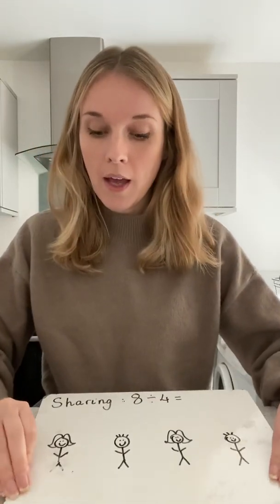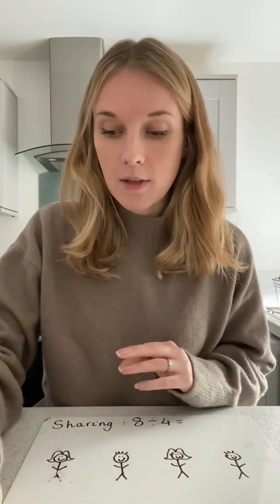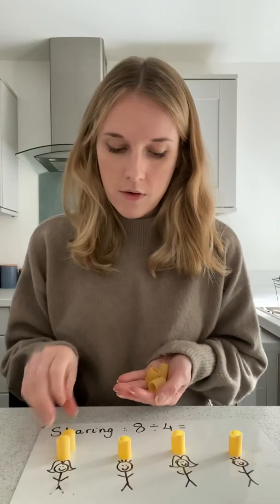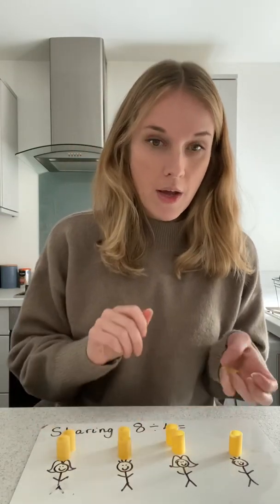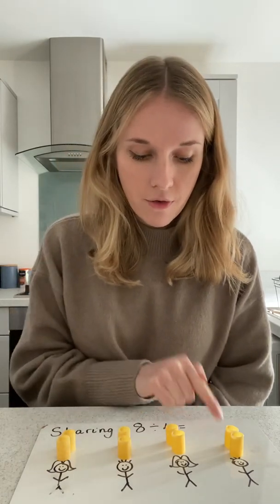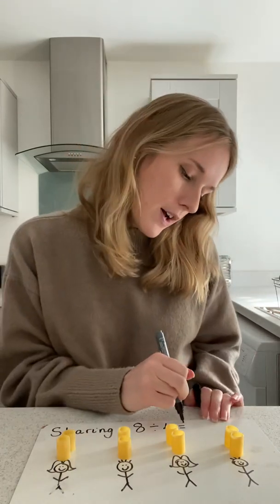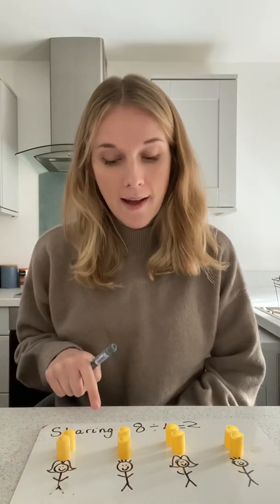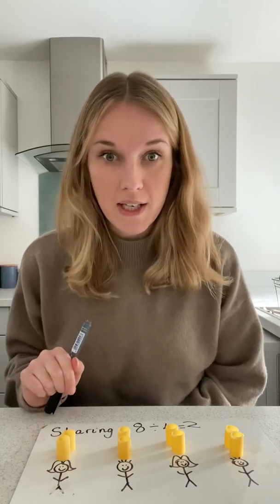Okay, so here we go. Now I'm using pasta again today, and I'm going to start off with 8 pasta shells. Okay, and I'm using 8 because 8 is a multiple of 4, so it'll be able to be shared equally. So here we go. 1, 2, 3, 4. 1, 2, 3, 4. So I can see that there are 2 in each group. Each person has got 2. So that tells me that 8 divided by 4 equals 2. Okay, because when I'm sharing, my answer will always be the amount in each group.